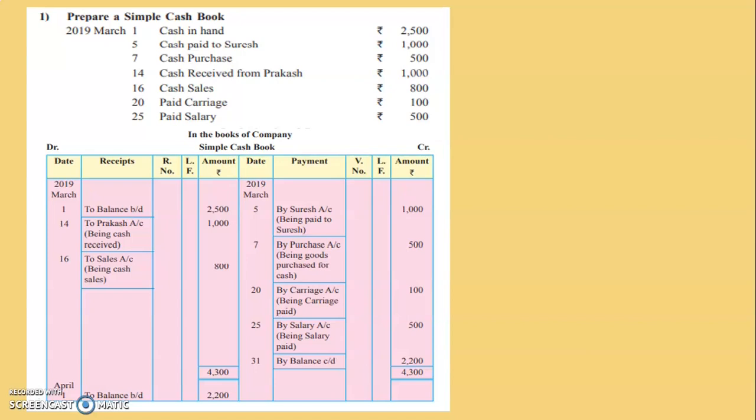After we have made all the entries, we have to balance this account the same way as we used to balance our ledger account. So the debit side is greater, 4,300, and we get a balancing figure 2,200. Now this closing balance as of 31st March will be shown as opening balance on 1st of April. So we write on 1st of April, to balance brought down 2,200. That's all for today. Thank you.